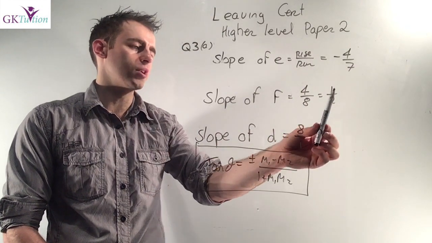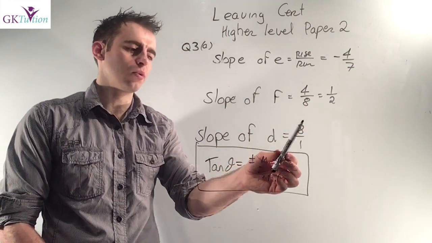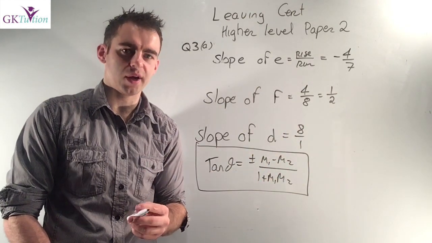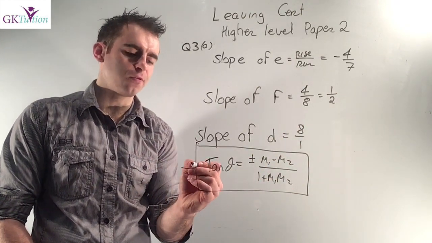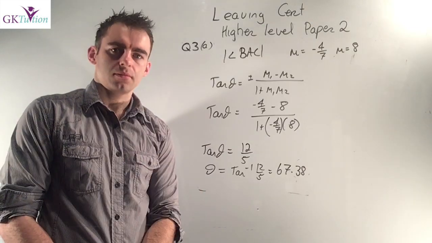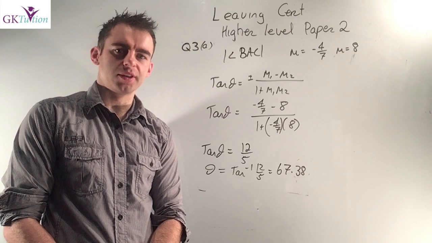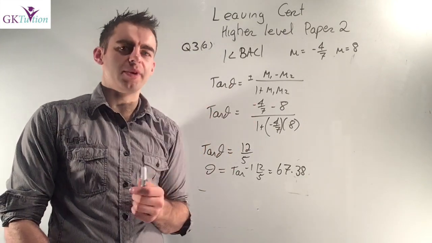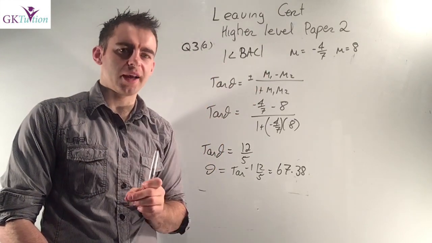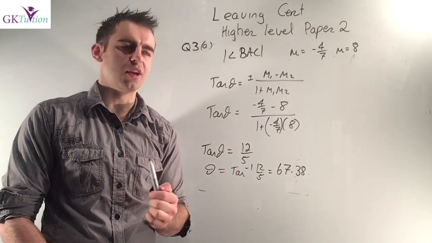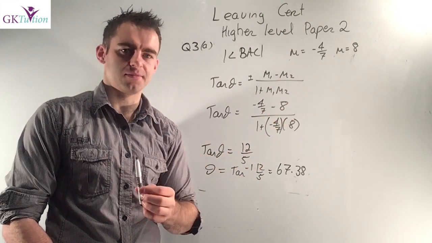For the slope of F, it works out as a half. And for the slope of D, it works out as 8 over 1. So they're the 3 slopes that we're going to use for the rest of the question. Now I need to use this formula 3 times and find the 3 angles in the triangle. Okay, so the first angle I'm trying to find here is the angle BAC. If I'm trying to find the angle BAC, that means I'm trying to find the angle between the lines E and D, which means the slopes I'm using are minus 4 over 7 and 8.